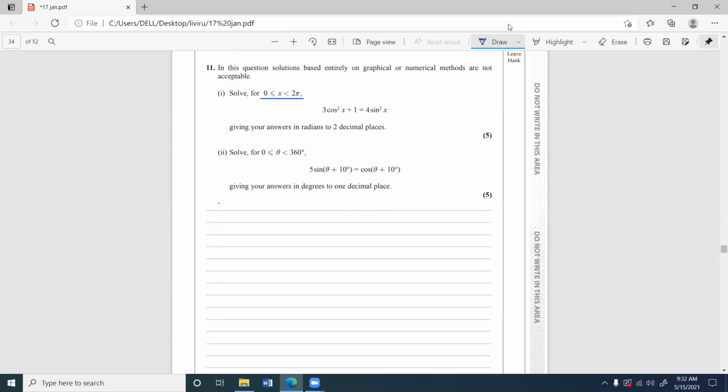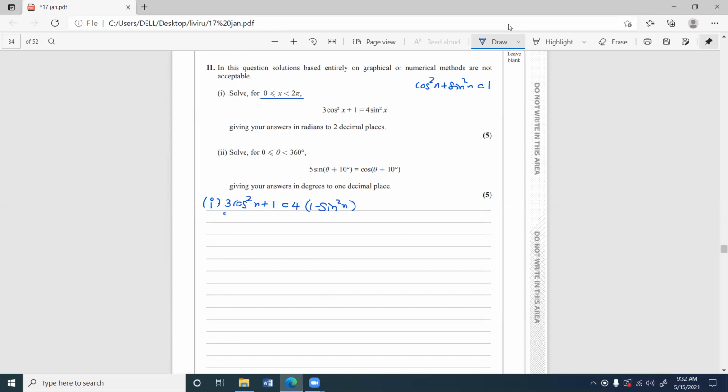Now you can see if you start with part 1, while keeping cosine and sine, you can't do this at once. Either convert this cos squared into sine squared or sine squared into cos squared. What is the relationship between them? You know that cos squared x plus sine squared x equals 1. So I'll make the sine squared in terms of cos squared. So you can write this as 1 minus cos squared x.